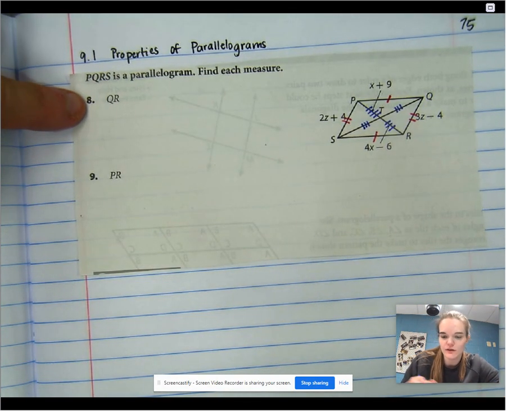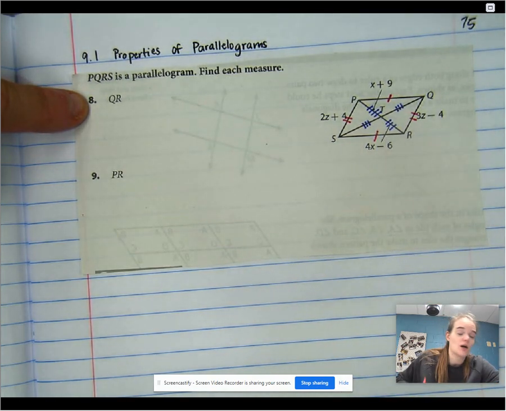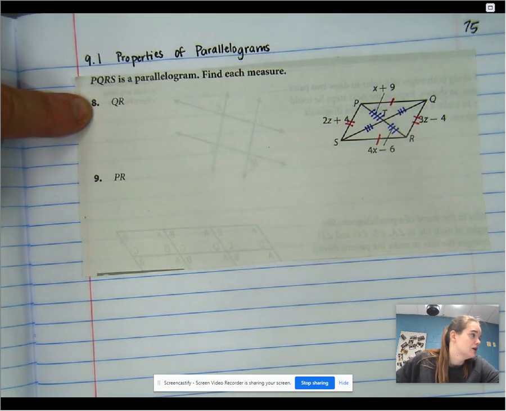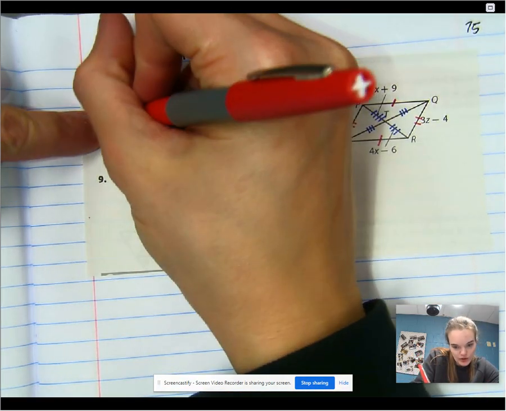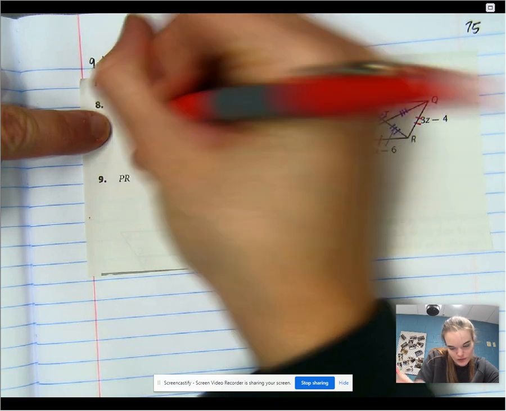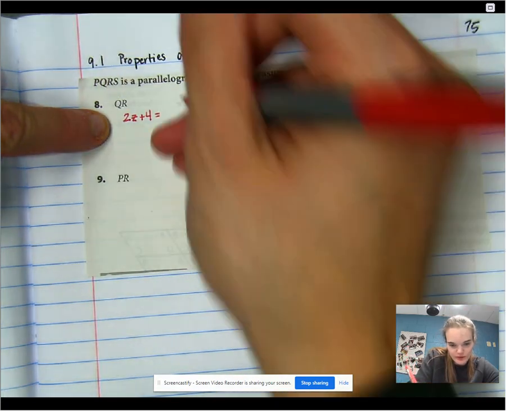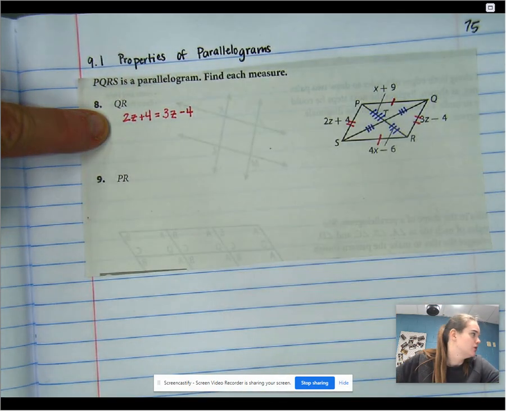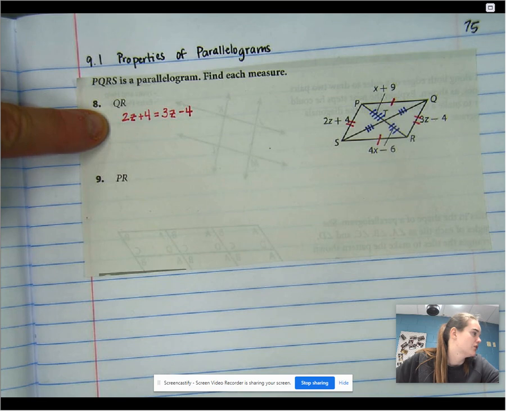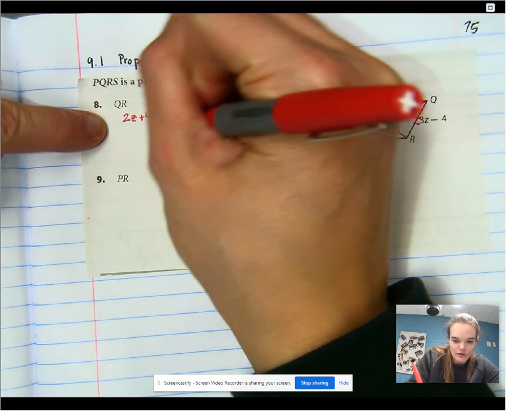So number 8 says find QR right here. In order to find QR, I'm going to have to solve for Z. Since opposite sides are congruent, I can set 2Z plus 4 equal to 3Z minus 4. Solve for Z, plug it back in for QR. If you want to pause the video and try that on your own to make sure you get it, then you do that.